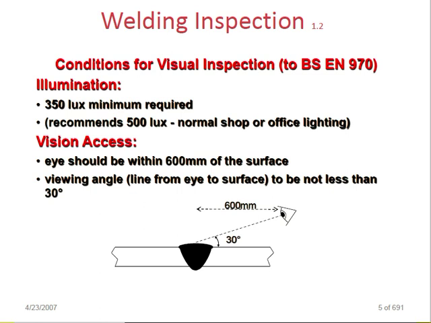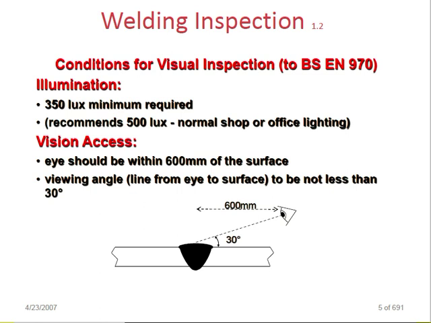What is welding inspection? The condition for visual inspection is per BS EN 970, illumination. What illumination, how much is needed? 350 lux minimum is required. Recommended is 500 lux, normal like office lighting. Recommended is 500 lux, but 350 lux is the minimum required.